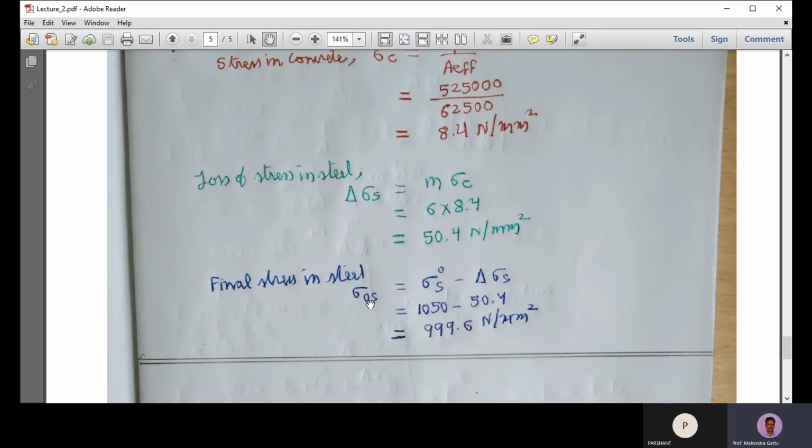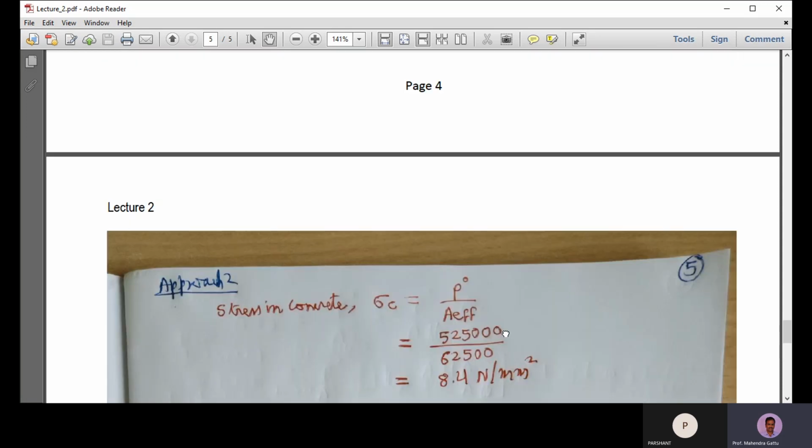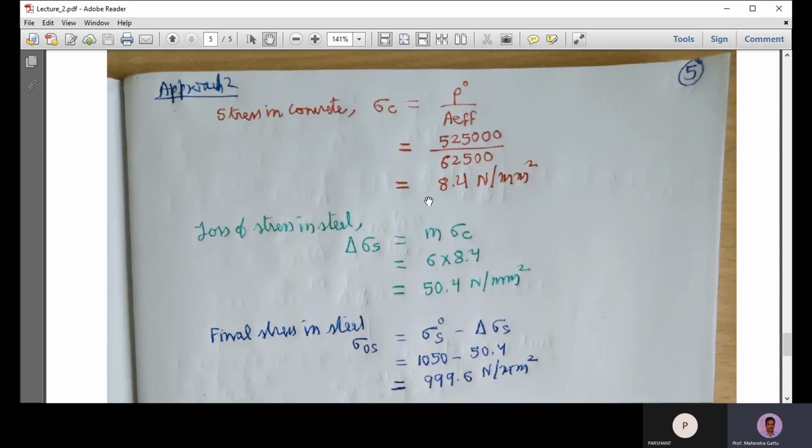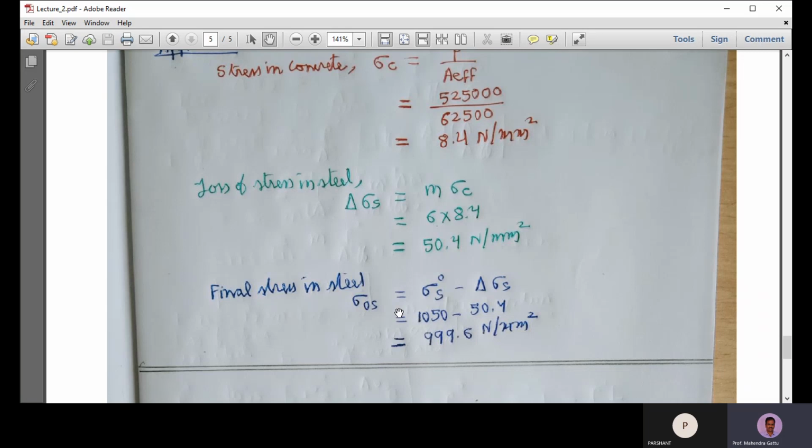So the final stress in steel will be sigma naught s is equal to sigma s minus delta sigma s. So 1050 minus 50.4, which is 999.6 Newton per millimeter square. So we're again getting back all the same results as approach 1. So here we are directly calculating the stress in concrete, and then we calculate the loss of stress in steel, and then finding out what is the final state of stress in steel. So this is what we have, and we will discuss the eccentric tendons in the next classes. Thank you.